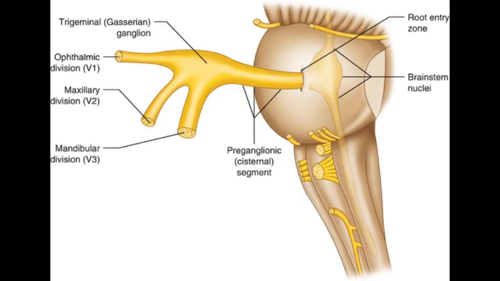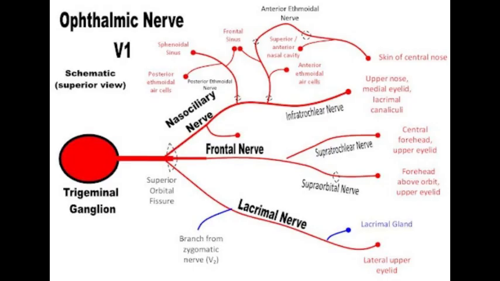Now, the ophthalmic division actually leaves the trigeminal ganglion, that is the Gasserian ganglion, and exits the cranium through the cavernous sinus and the superior orbital fissure, and it goes on into the orbit. Now, it branches into the tentorial, the frontal, the lacrimal, and the nasociliary nerves. Now, this V1 actually mediates the afferent limb of the corneal reflex, while the efferent, like we said before, is provided by the facial nerve.